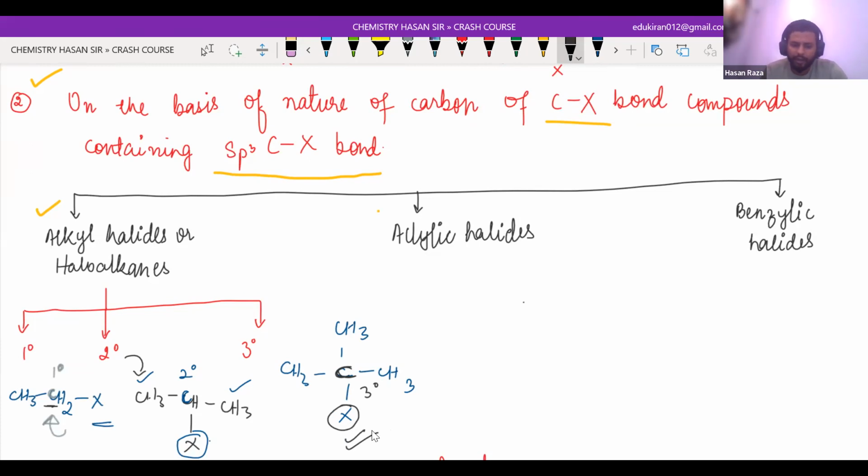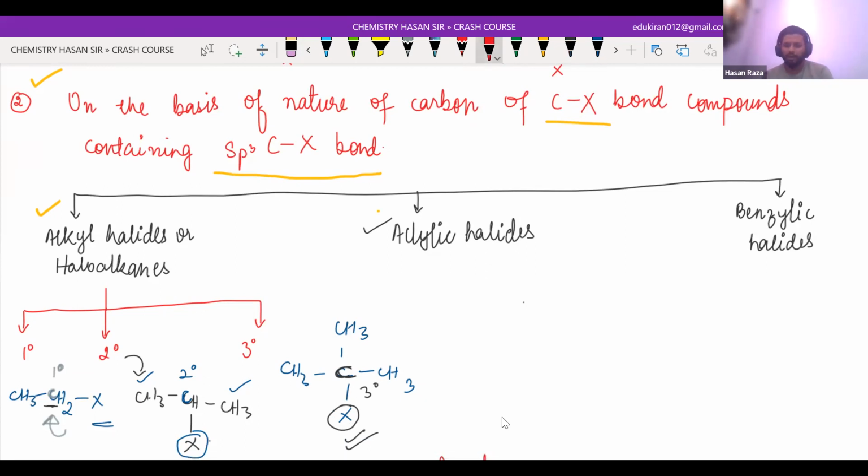Everyone knows how to calculate the degree of carbon as well as the degree of halogen and degree of alcohol, right? Yes or no? Yes, sir. Okay. Now moving to the allylic halide, which is very important.